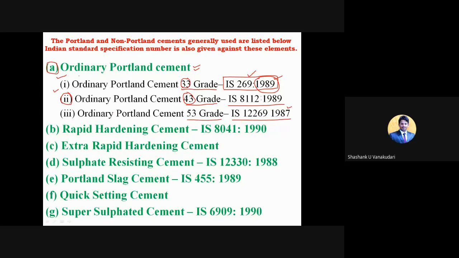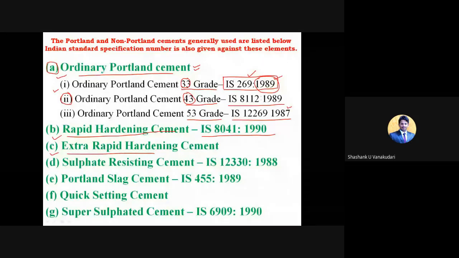And after this ordinary Portland cement, the next type will be rapid hardening cement, with the code IS 8041 of 1990. And the next type, extra rapid hardening cement. See here, rapid hardening cement and then extra rapid hardening cement. There will be a small change between these two. I will explain the concept behind these two different types of cements.